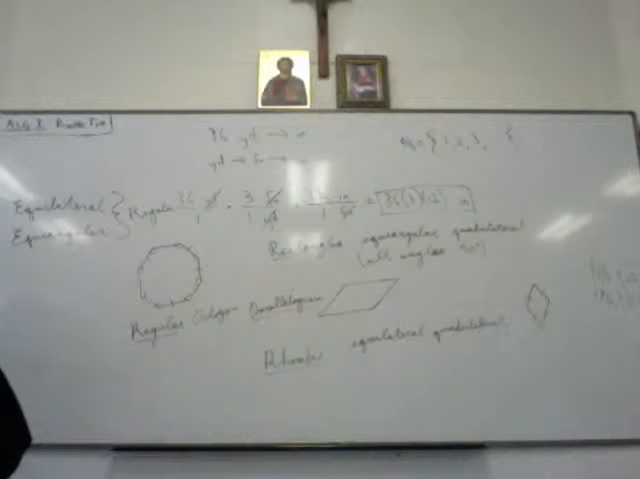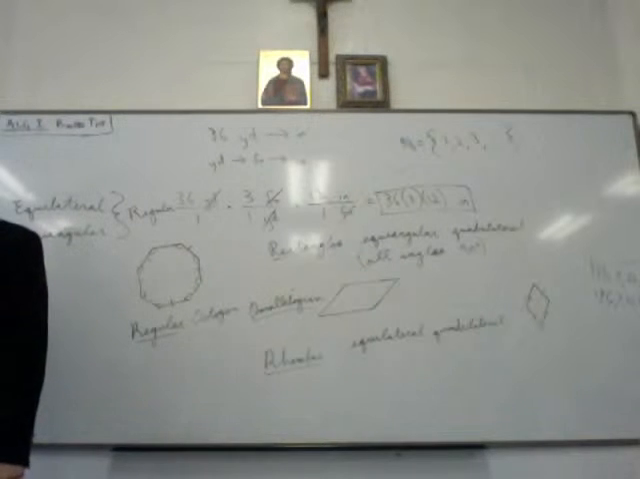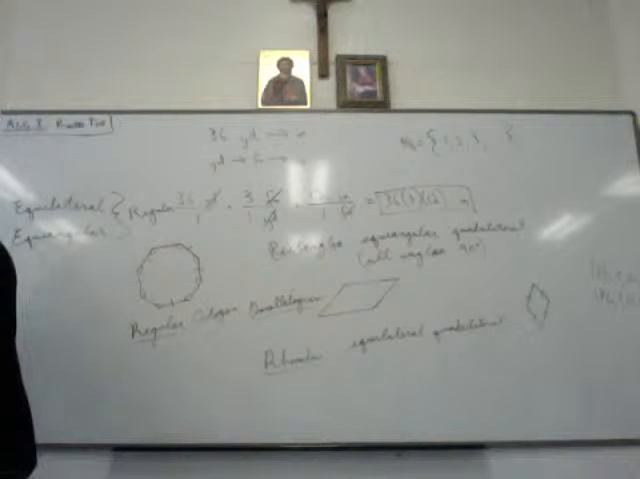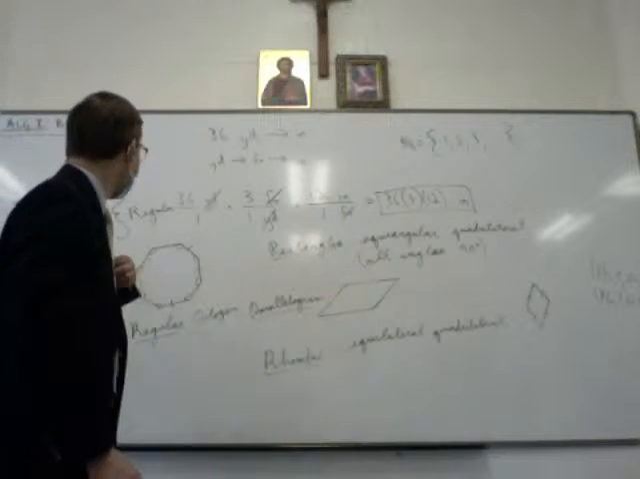Other questions about any of these? You guys felt pretty comfortable with the ones involving perimeter? 18? All right. 18, we've got division of decimals. I'm going to erase this unit conversion problem.